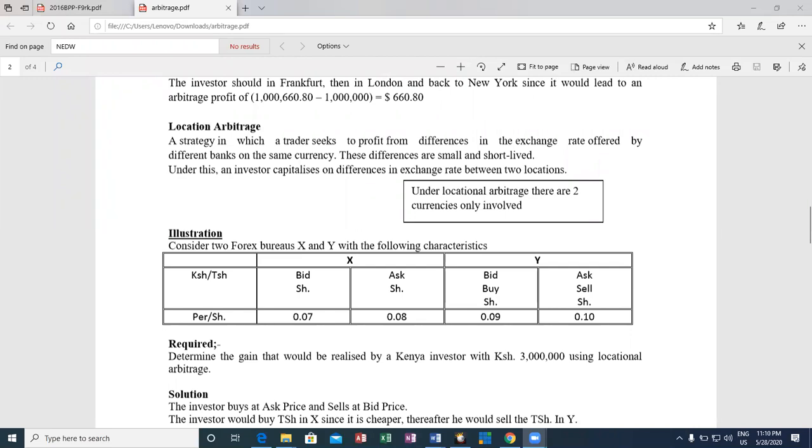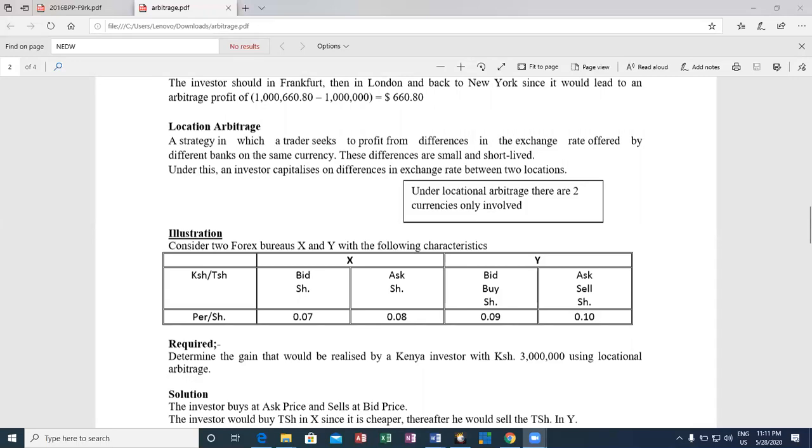But now these are the investors on the other side. He wants to get this Tanzania shilling. So they have given us the two quotes of selling to us. The bank wants to sell. This X wants to sell to us at 0.08, and Y wants to sell to us at 0.1. Ladies and gentlemen, this is expensive. So in short, we are saying that the investor will buy T shillings from X and sell them to Y. Because of the two locations, if you're buying from one, you must always sell to the other. You can't buy and sell to X.